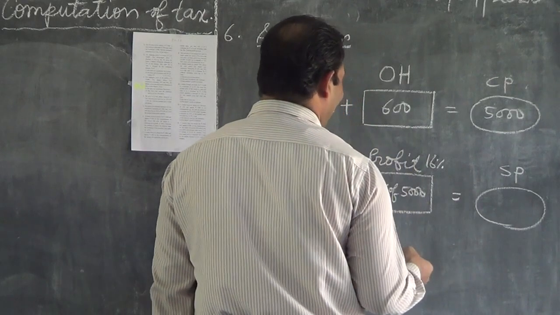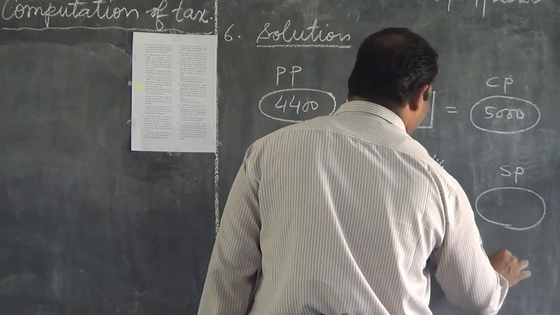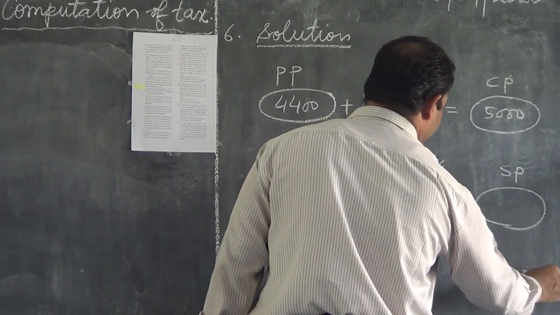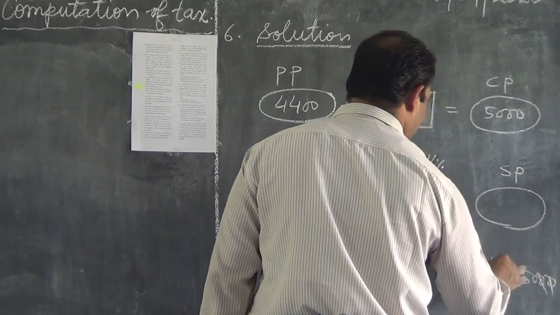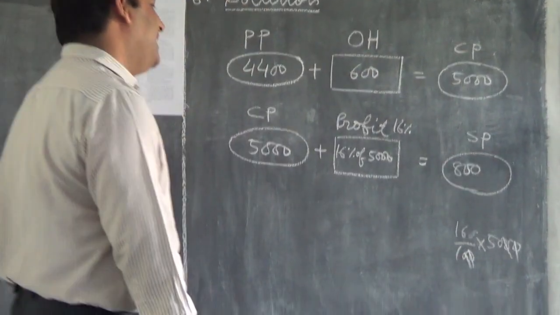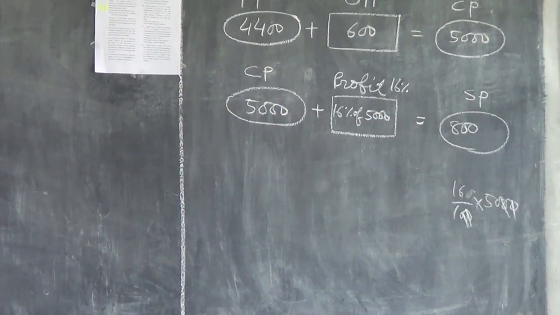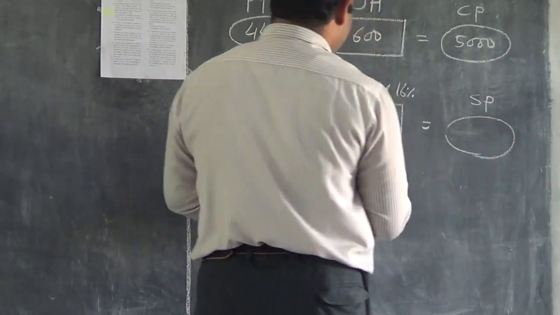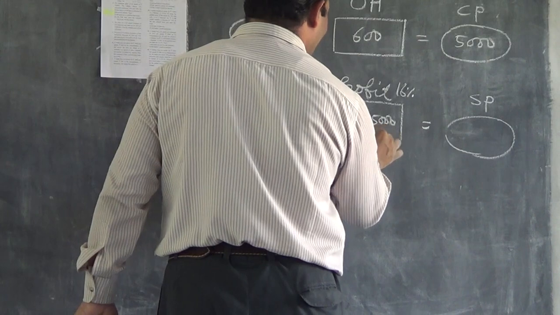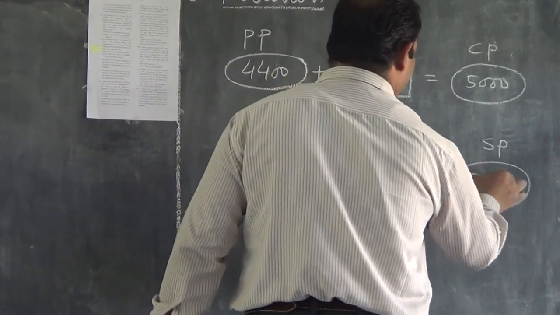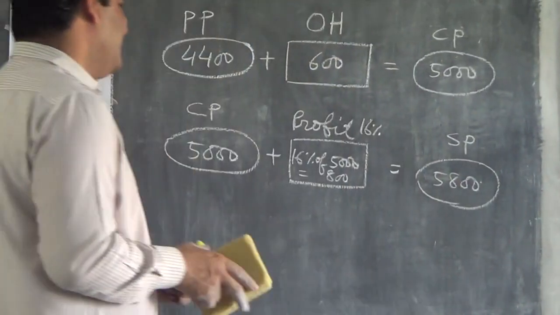16 5s are 80. 16 percent into 5,000, so 2 zeros cancelled. 16 5s are 80 and 800 rupees. So here that is the profit. Sorry, this will be 800. We got here 800 and here I got 5,000 plus 800, 5,800 rupees is the selling price.